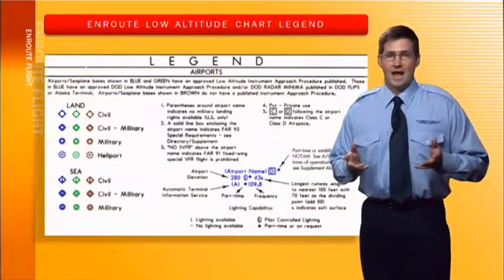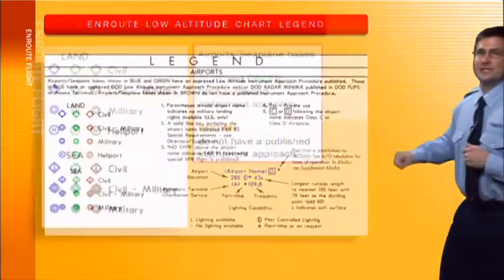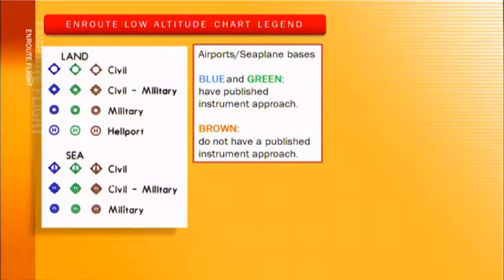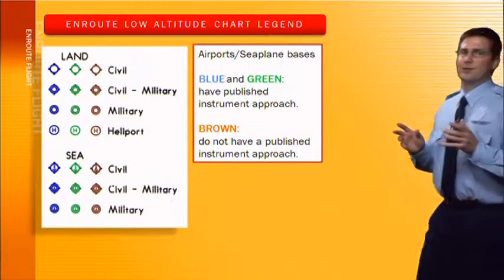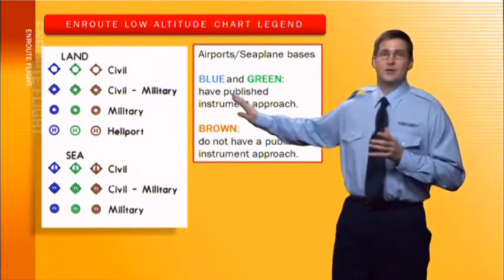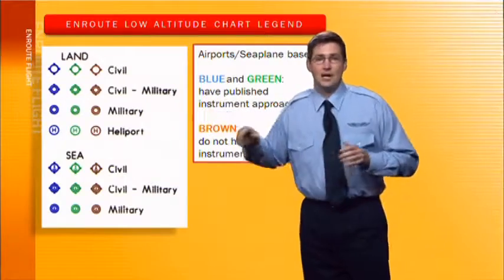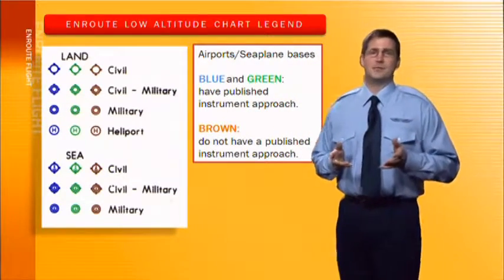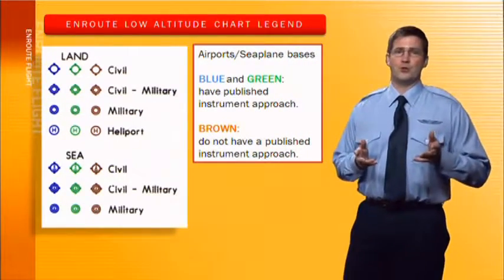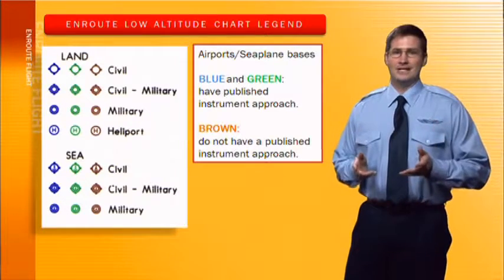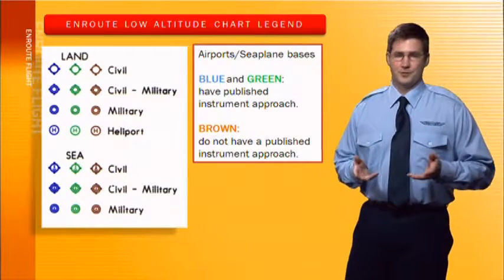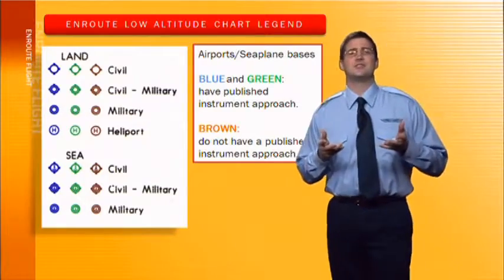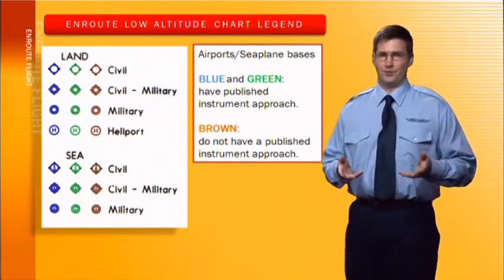What symbols are on an IFR Enroute chart? Let's look closely at a chart legend here. Here are some symbols relating to airports. In this particular section, they're divided into land and sea airports. Blue and green symbols show airports with an approved approach, and airports in brown indicate an airport without an approved approach procedure. Color coding lets you see very quickly which airports have an approved approach.